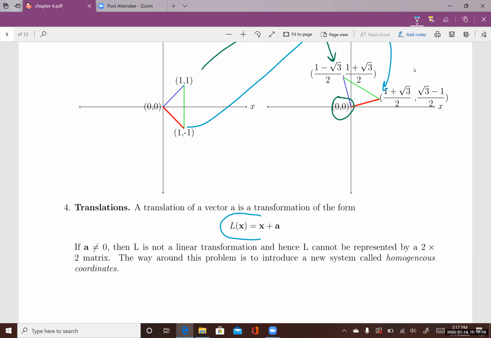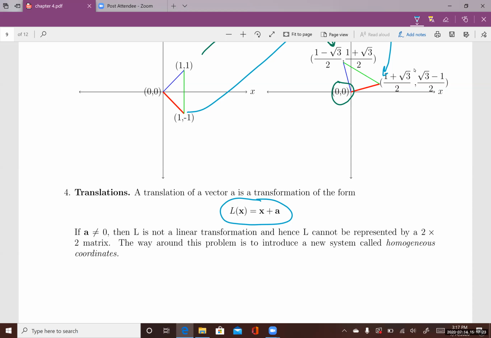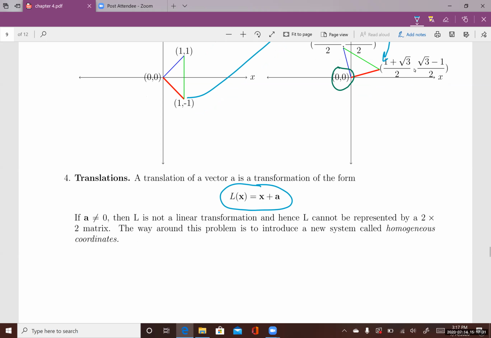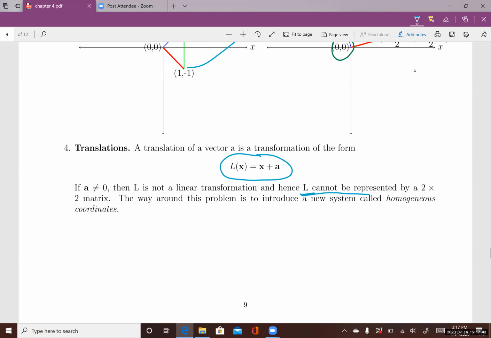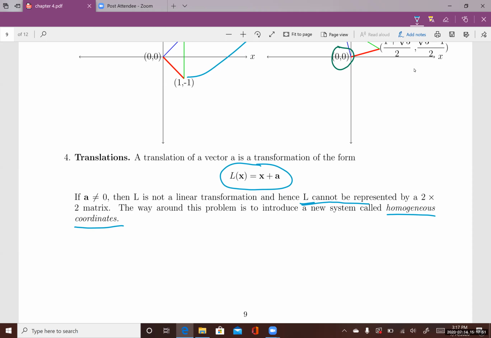Unfortunately, translation is not a linear transformation, because if you take a vector x and you want to move it up by 2, that is not a linear transformation. So then L cannot be represented by a 2 by 2 matrix. We need to use a different system. And the new system that we're going to use in order to do translations is called homogeneous coordinates.